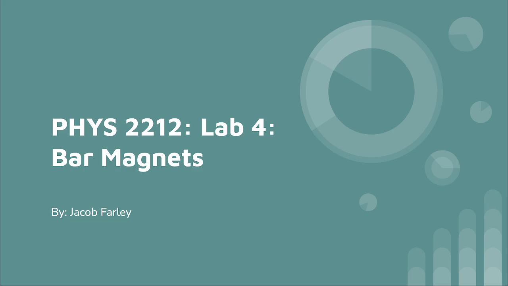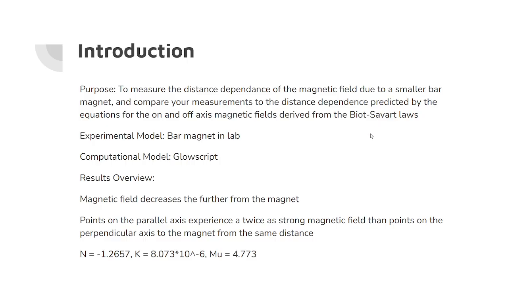My name is Jacob Farley, and this is Lab 4 for Physics 2: bar magnets. The purpose was to measure the distance dependence of the magnetic field due to a smaller bar magnet and to compare the measurements to the distance dependence predicted by the equations for the on and off axis magnetic fields derived from the Biot-Savart laws. The experimental model was the bar magnet in the lab, and the computational model was through GlowScript.